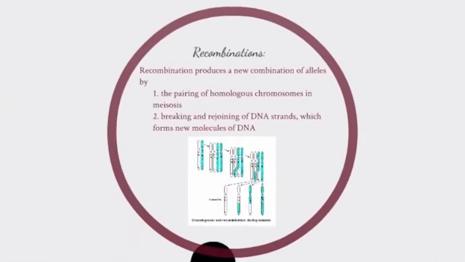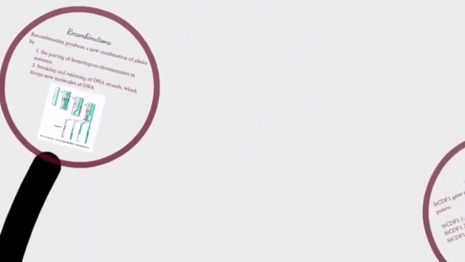Recombination produces a new combination of alleles in a two-step process. First, homologous chromosomes are paired in meiosis. Then, new molecules of DNA are created by the breaking and rejoining of DNA strands.